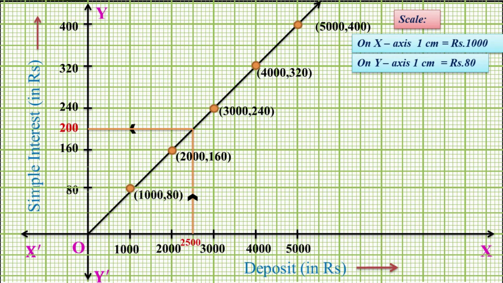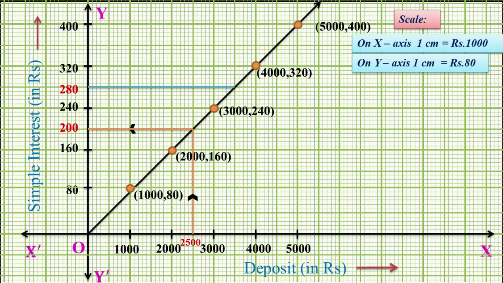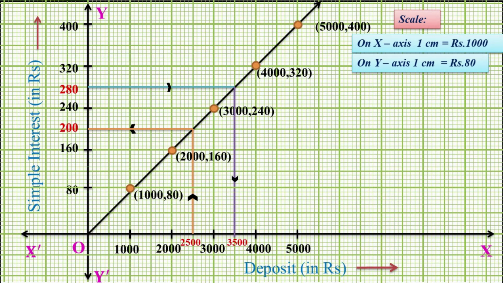Third question. To get an interest of rupees 280 per year, how much money should be deposited? First, we mark 280 on the y-axis. Locate the point between 240 and 320. Now draw a horizontal line to meet the linear graph. Now draw a vertical line. The line meets the x-axis at 3500. So when the interest is rupees 280, the deposit amount is rupees 3500.